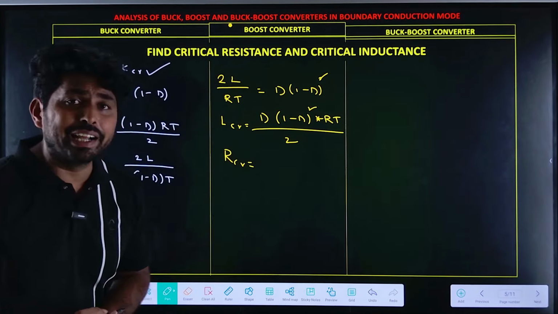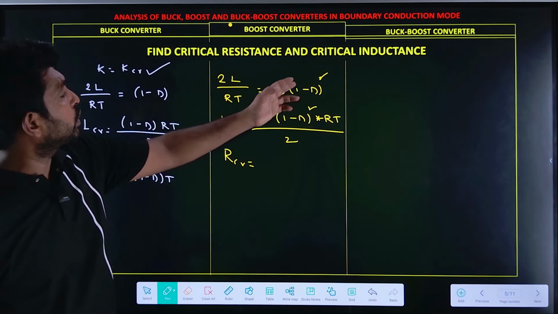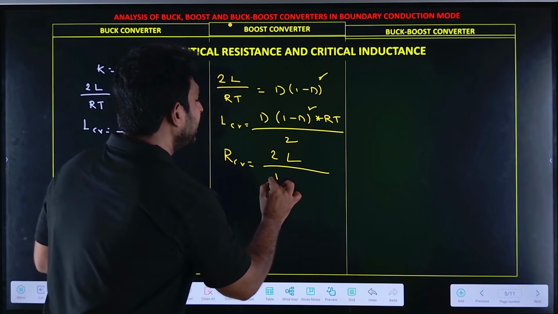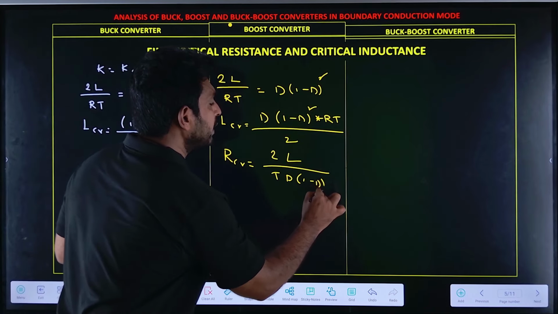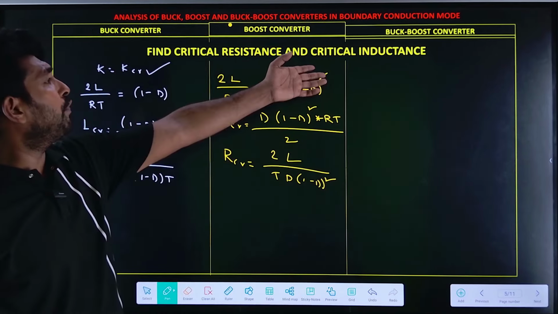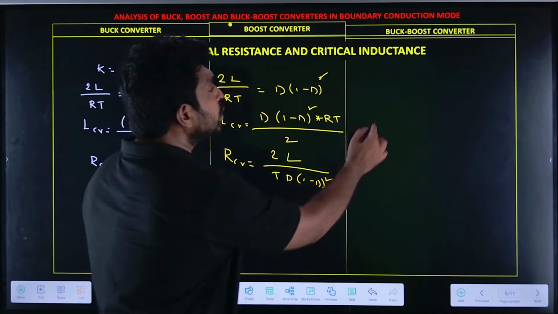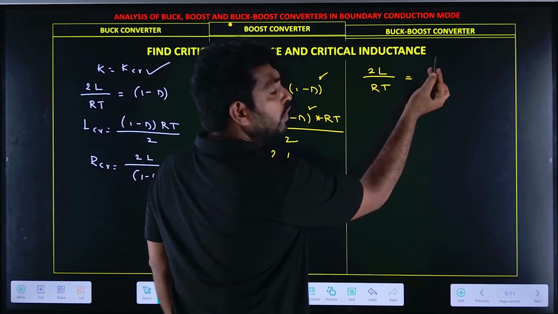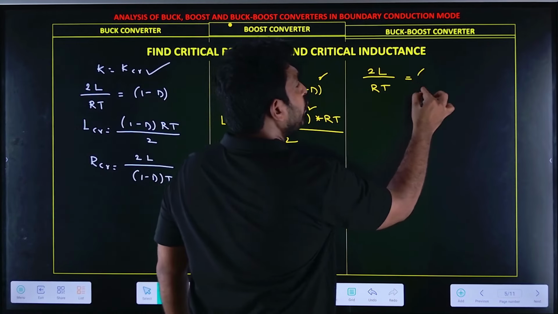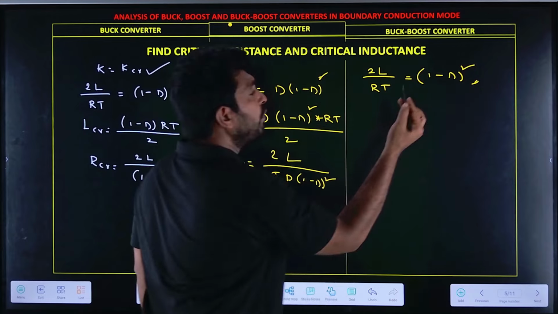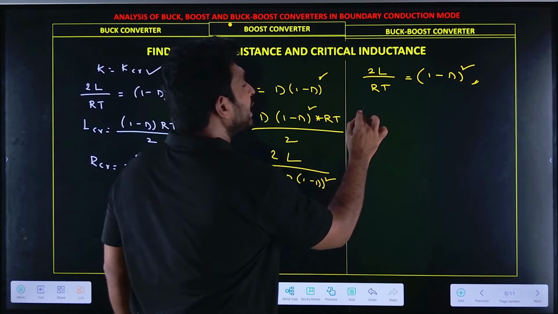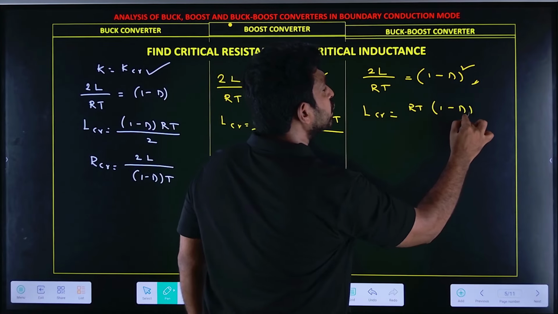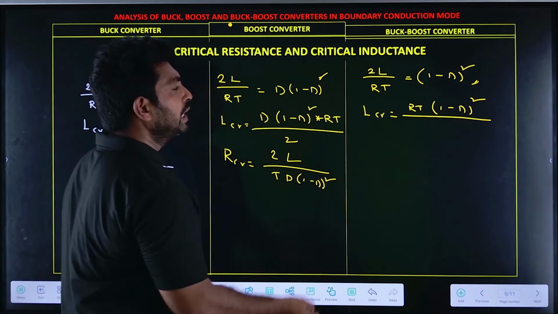How can we find the R critical? R critical can also be found easily. R critical equals 2L divided by T into D into (1 minus D) whole square. Similarly, find it for the buck boost converter. In the case of the buck boost converter, K equals K critical, so 2L by RT equals (1 minus D) whole square. From this you can find L critical, which equals R into T into (1 minus D) whole square divided by 2.